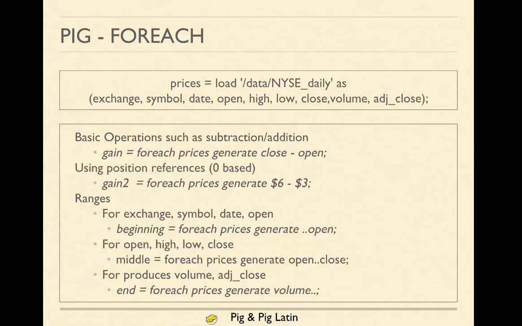The foreach can refer to a column by name. If you want to refer to a column and you haven't given it a name, you can use the dollar sign, and the references are zero-based. So $1 means the second column, $0 means the first column.